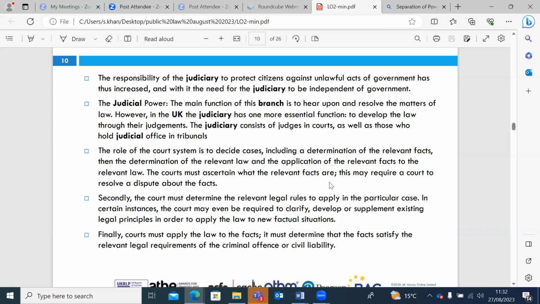The courts must ascertain what the relevant facts are, and this may require a court to resolve a dispute about the facts. Secondly, the court must determine the relevant legal rules to apply in a particular case. In certain instances, the court may even be required to clarify, develop, or supplement existing legal principles in order to apply the law to new factual situations. Finally, the courts must apply the law to the facts. It must determine that the facts satisfy the relevant legal requirements of the criminal offence or civil liability.